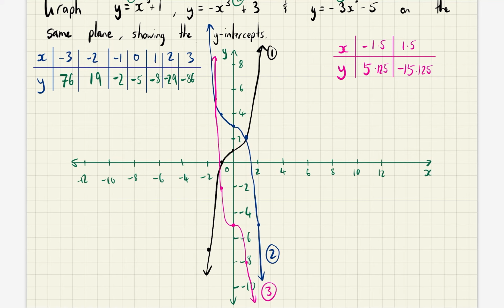But one thing it did ask for is the y-intercepts. So I'm just going to label them in the different colours that we used. The first one was black. So this point here was (0, 1). In blue, this point was (0, 3). And then the pink one was (0, -5). And we've done it. We've shown the y-intercepts.